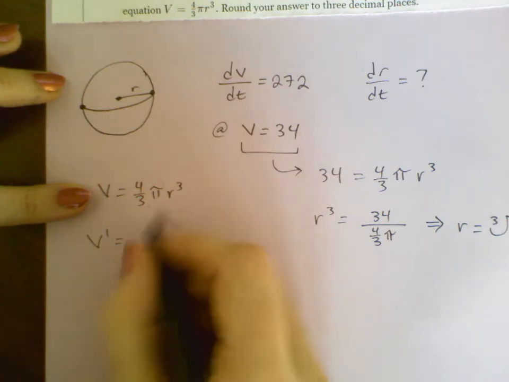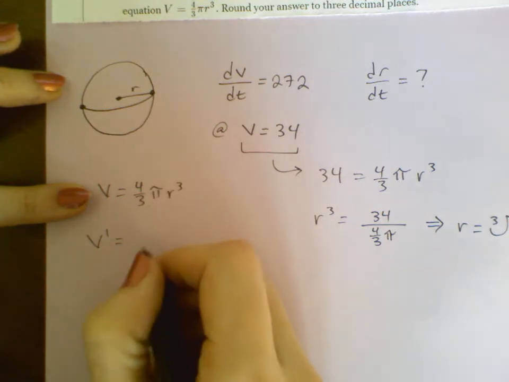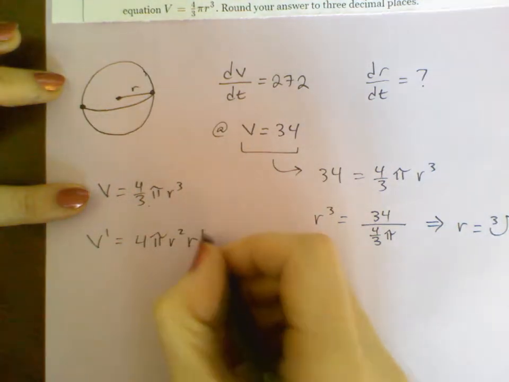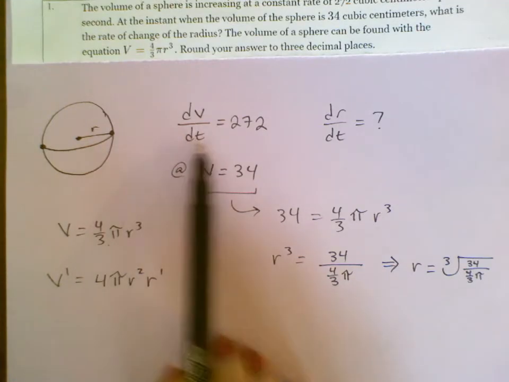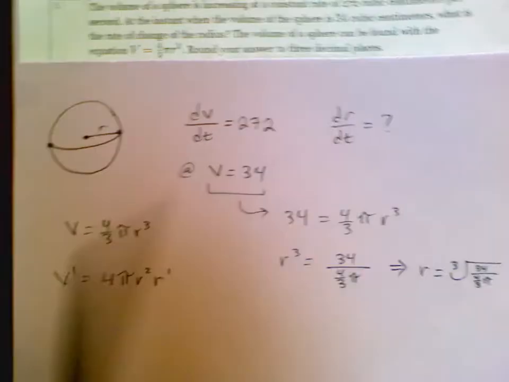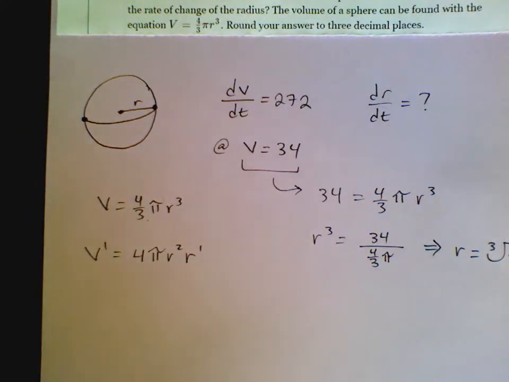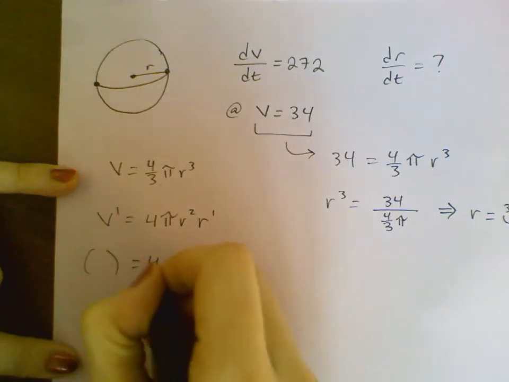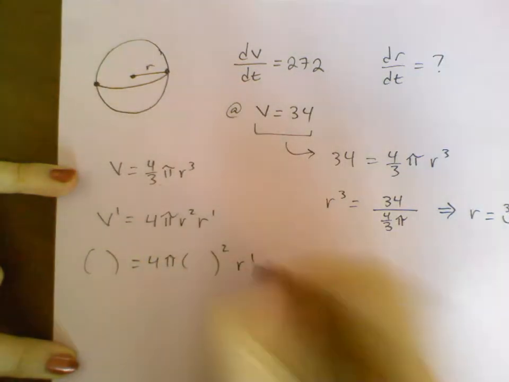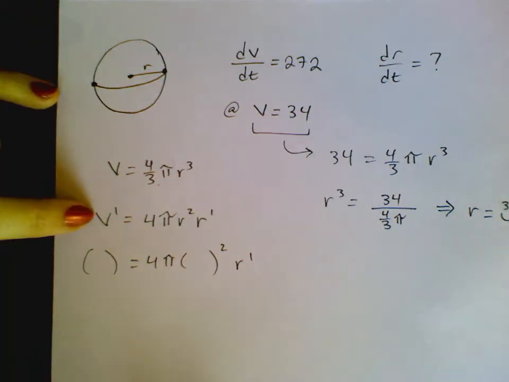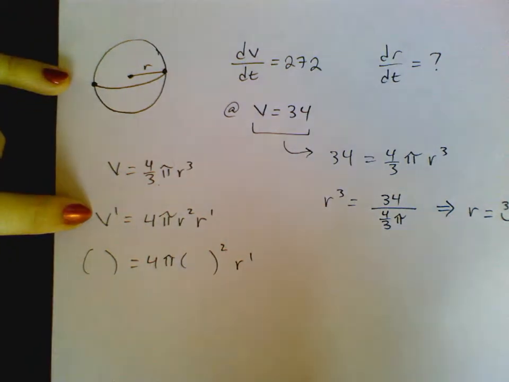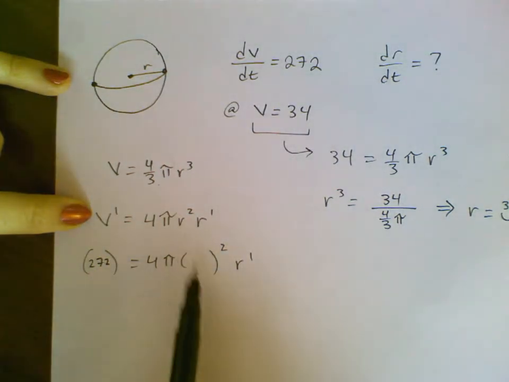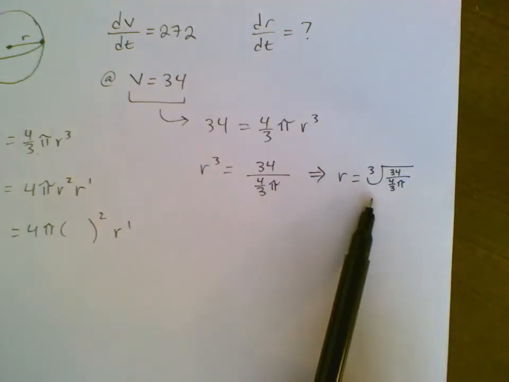So this is, I'm going to multiply that by 3. So it's just 4 pi r squared. That's the regular derivative, but everything gets a prime after it because dt is on the bottom. So V and r are on the top, so they get primes after both of them. Okay, so we want r prime. So I'm just going to leave blanks for everything but r prime. So what's going in for V prime is this. 272.